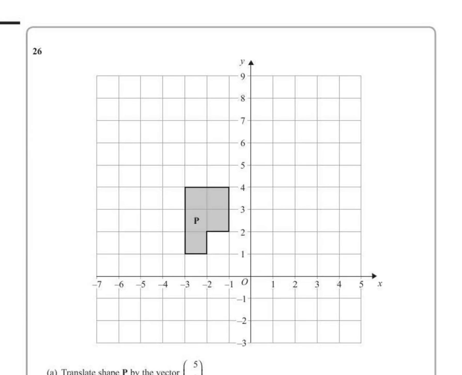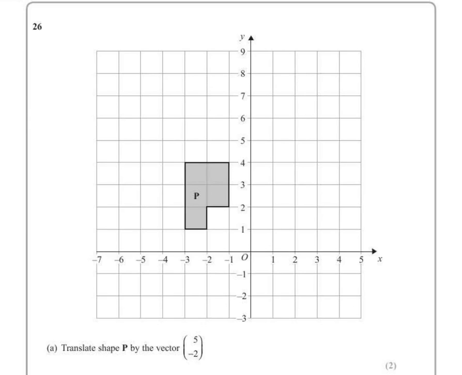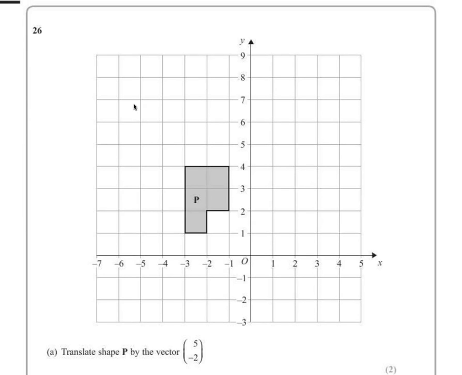Question 26, part A. Translate shape P by the vector 5, negative 2. Just like coordinates, your first value is an x value, so it states how far right your shape has to move. It doesn't mean how many squares should be in between your shape, it's exactly how many places across each point on your shape moves.